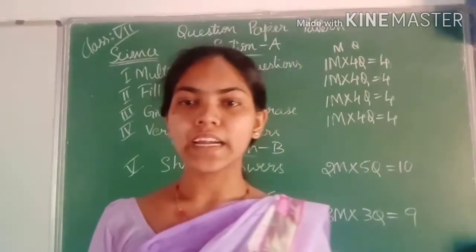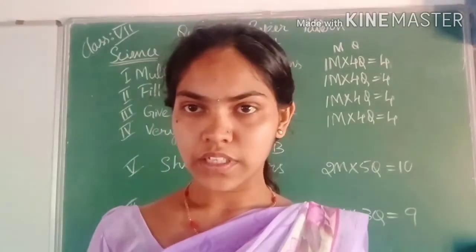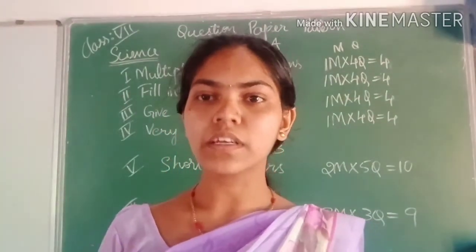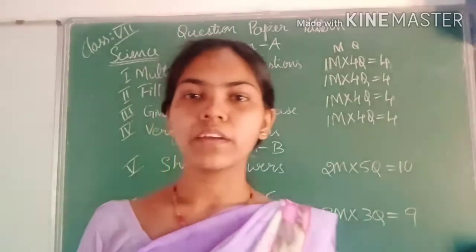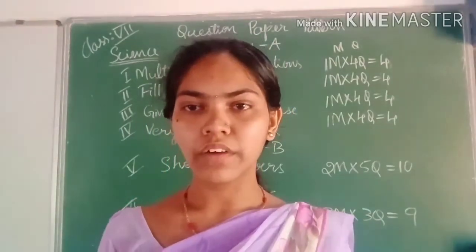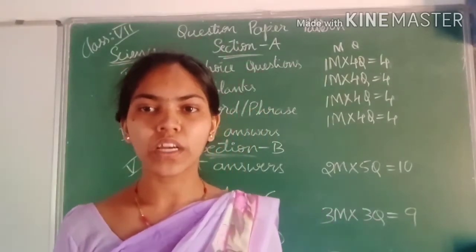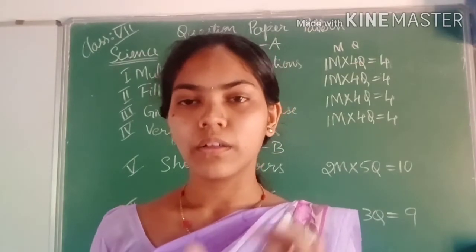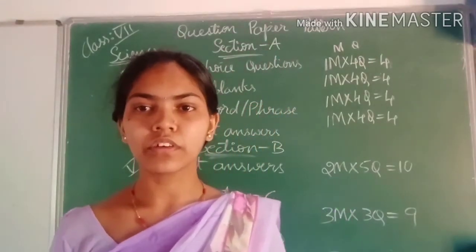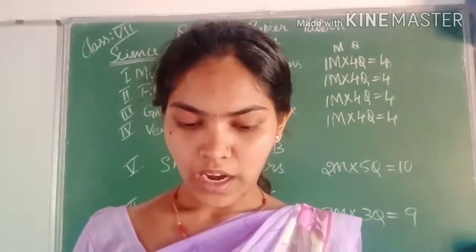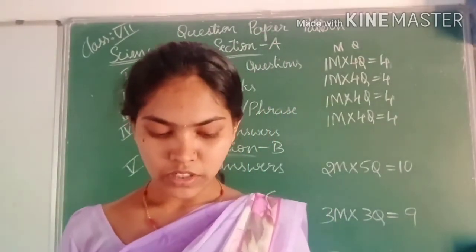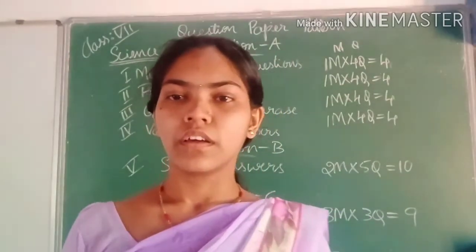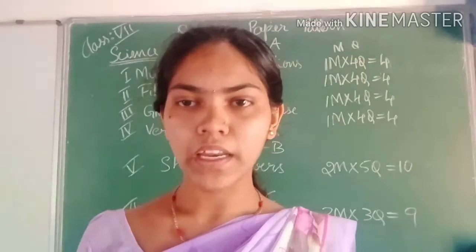For the exam point of view, you have to study the first chapter, nutrition in plants. You should study the process of photosynthesis. What do you mean by photosynthesis, and what are the steps involved in photosynthesis, and what is the role of sunlight, what is the role of water, what is the role of the leaf. All these things you have to study. Then the product obtained by photosynthesis, what is that product, and we may ask a give reason question: why are only green plants capable of preparing their own food?